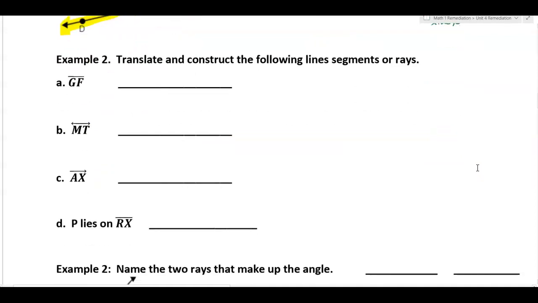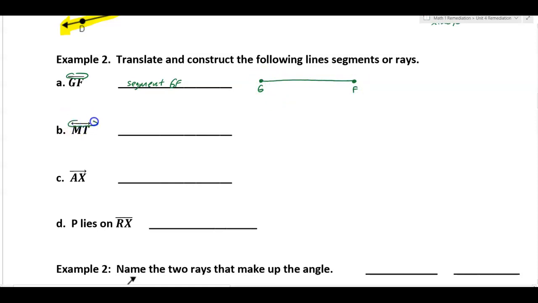So next, when we look at these, we want to translate, meaning, what are they giving us? Are they giving us a segment, a line, a ray? And then we want to kind of construct what they're talking about. So here, I know this symbol tells me it's a segment. So this is segment GF. And if I were to construct segment GF, I have to have two endpoints. I know their names are going to be G and F, and I draw the part of the line between them.